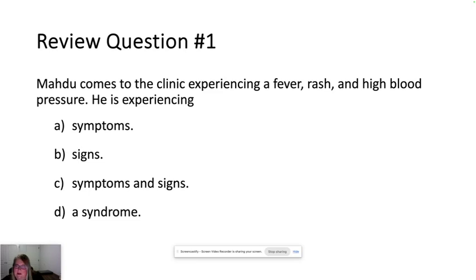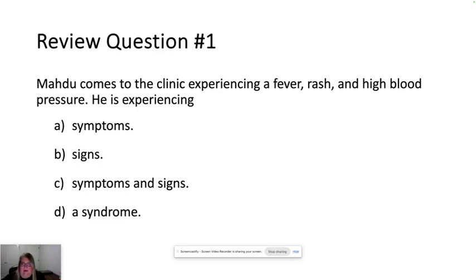Okay, let's see if we can figure this out. The first thing we need to do is remember what signs and symptoms are. Signs are traits of the disease that we can find from an external physical examination. We can see these things with our eyes, we can feel them with touch. On the other hand, symptoms are something that only the patient feels, things like headaches and fatigue. These are all internal factors and not external ones like signs.